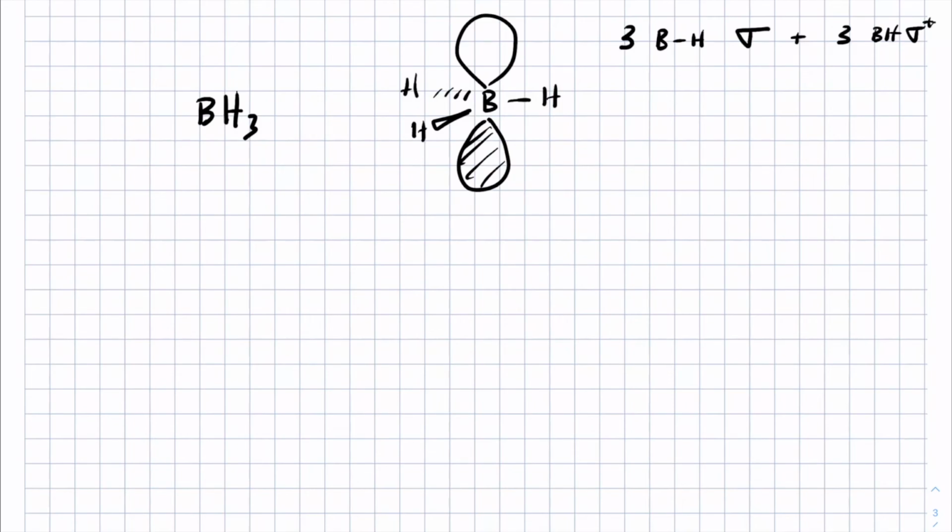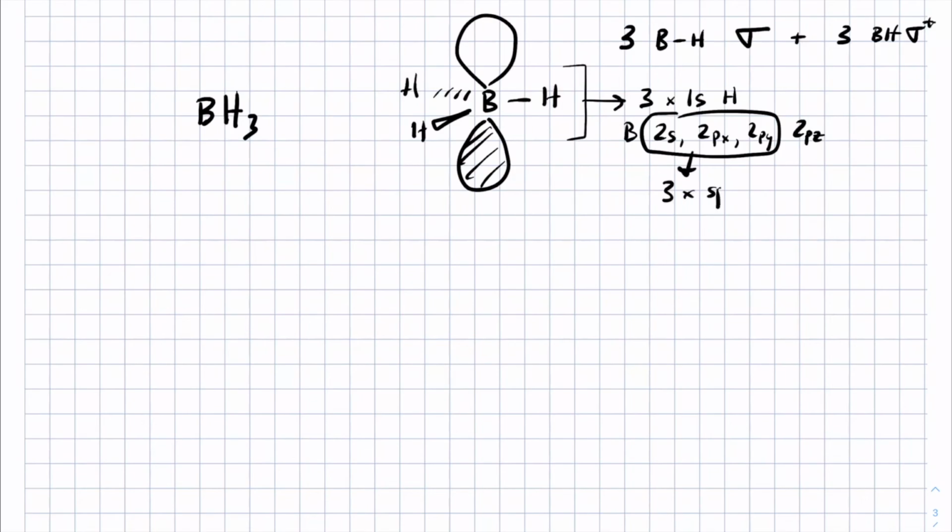But if you remember, the number of atomic orbitals we mix together has to equal the number of molecular orbitals that we get out. We have 3 1s orbitals from hydrogen that are contributing, and then for boron, we have a 2s, 2px, 2py, and 2pz, and we're saying that boron is sp2 hybridized, which accounts for those 3 sigma bonds, but we still have the p orbital left over.